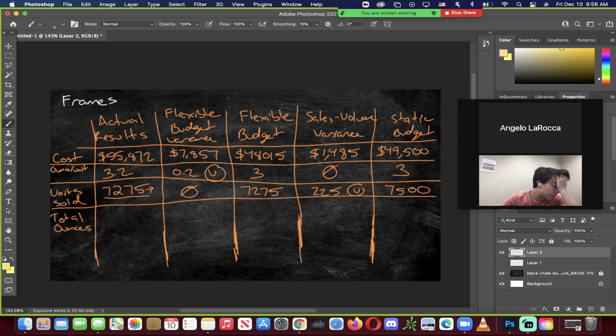Right, so total ounces. We do 3.2 times 7,275 and we get 23,280. And then from here, we see 3 times 7,275, and then 3 times 7,500, and we get 22,500.